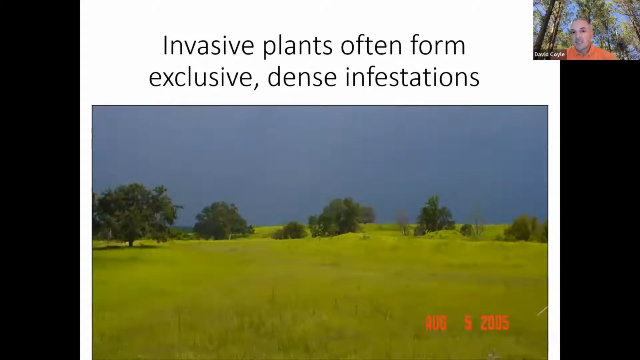Dense infestations are common with a lot of different invasive plants. This is Cogongrass from North Florida. All of that light green stuff is Cogongrass, and pretty much nothing else grows in a lot of these places because it grows so thick and so dense.